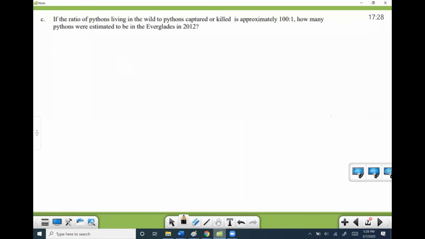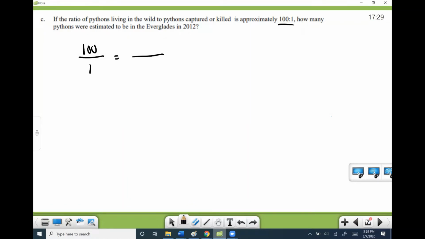Okay. If the ratio of pythons living in the wild to pythons captured or killed is approximately 100 to 1, how many pythons were estimated to be in the Everglades in 2012? Okay. So I know I'm going to be setting up a proportion. So when I set up a proportion, I like to label what I have with units here and here.